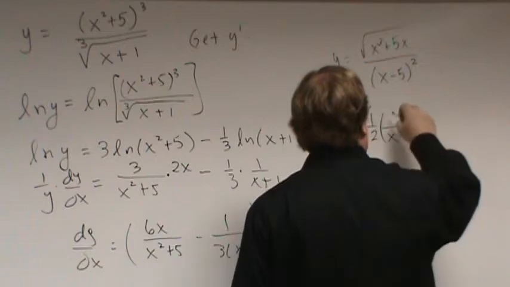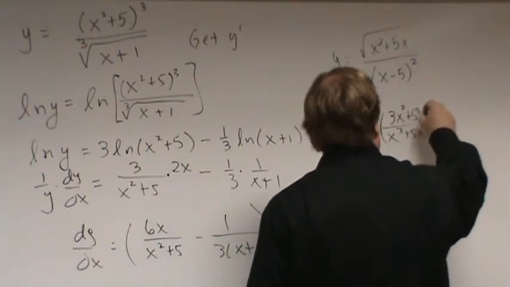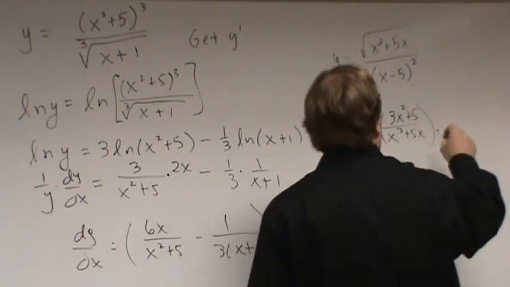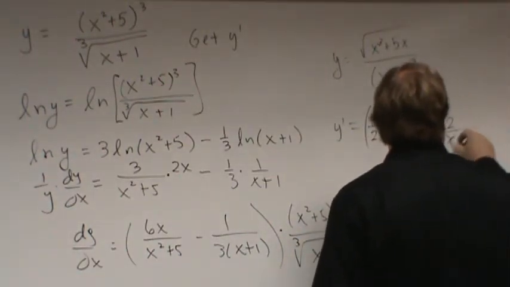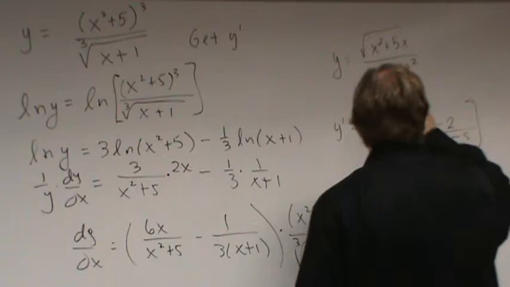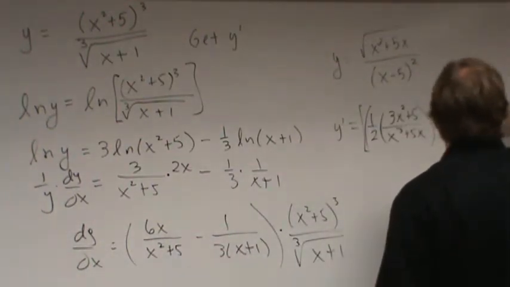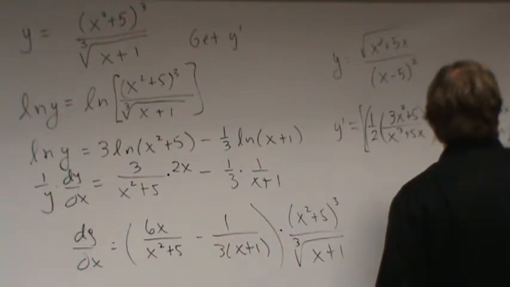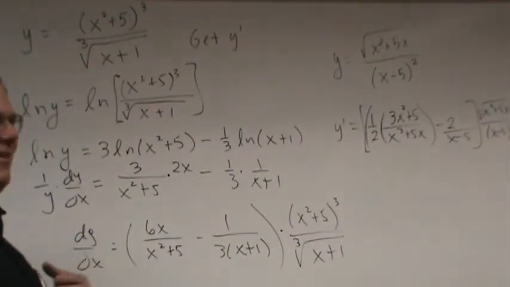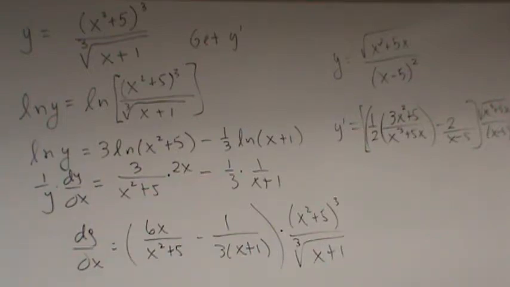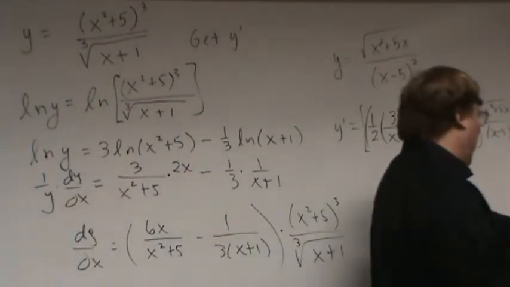3x squared plus 5, minus 2 times over x minus 5, and then radical x. I wrote it down as I got it in my head. Did anyone get that answer? Okay, you guys all do it in your head, people. Good for you guys.